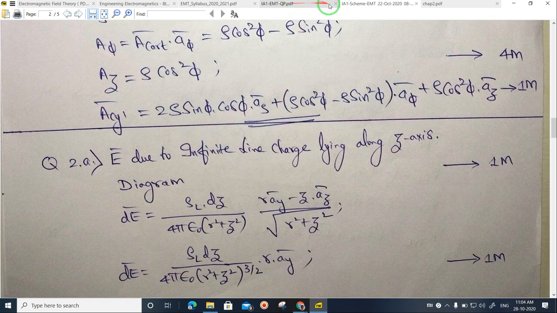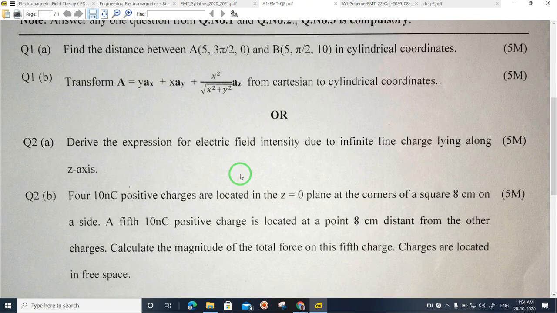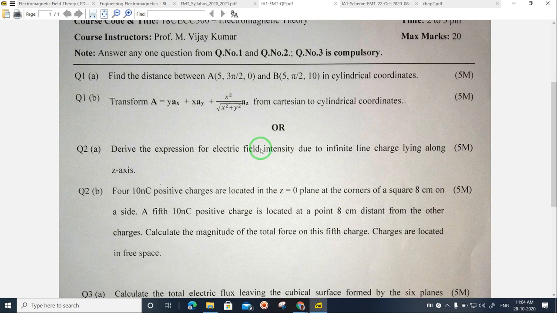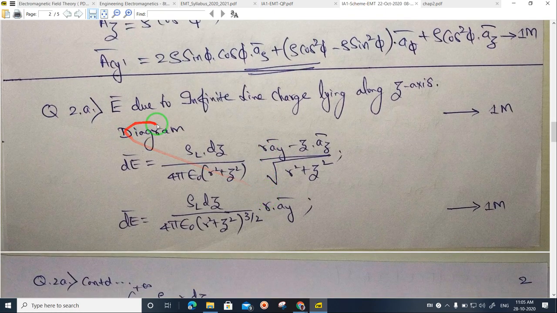Then question number 2a. You can also unmute yourself and speak to me parallelly if you want. Okay. Derive the expression for electric field intensity E due to infinite line charge lying along z-axis. Yes, for this, first a diagram is required. First draw the diagram so that you show that the infinite line charge is lying along the z-axis.